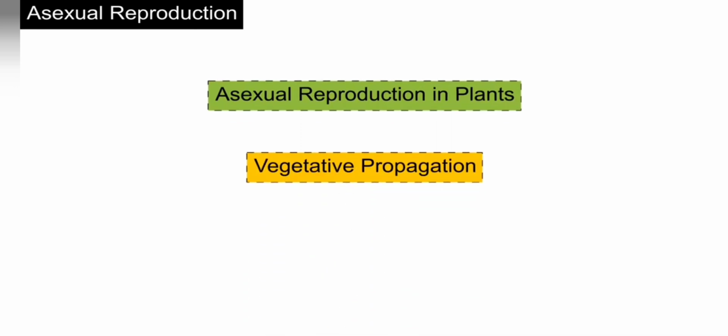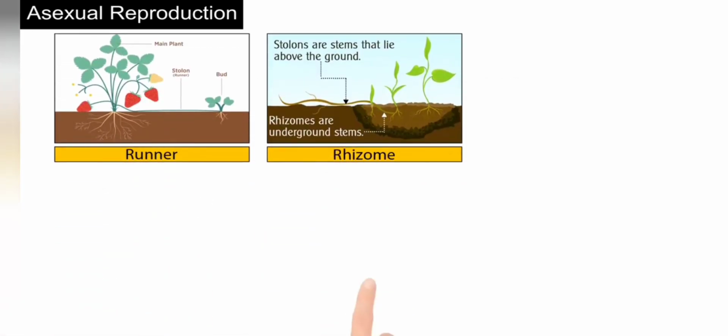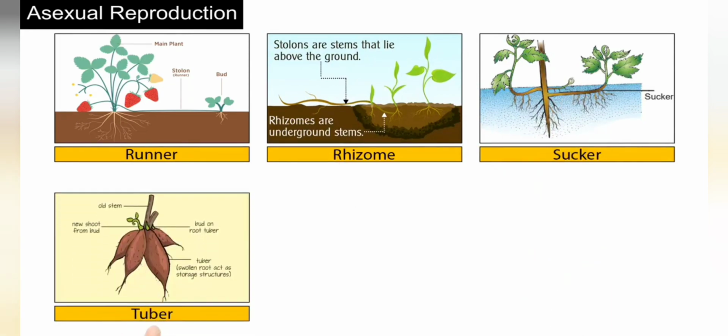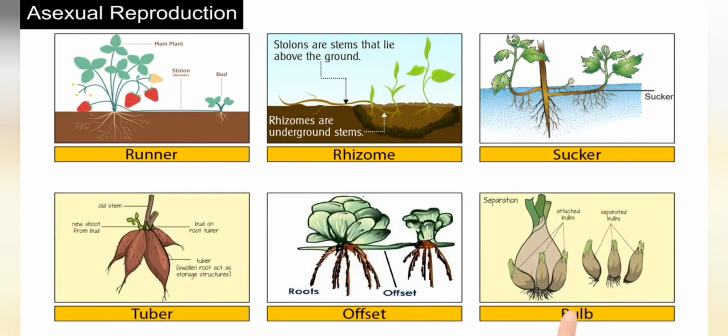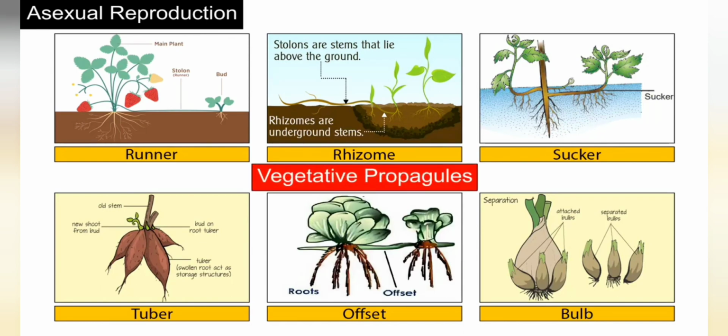Asexual reproduction in plants is termed vegetative propagation. In plants, the units of vegetative propagation such as runner, rhizome, sucker, tuber, offset, and bulb are all capable of giving rise to new offspring, and these structures are called vegetative propagules. Here, the formation of these structures does not involve two parents, hence the process is asexual.